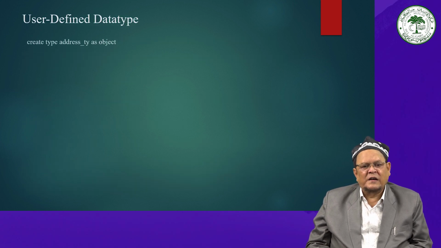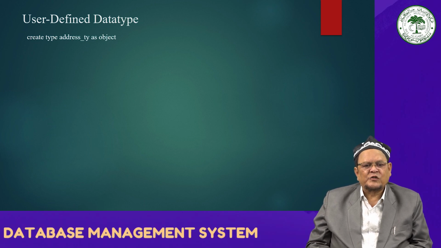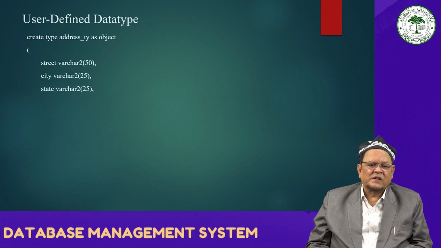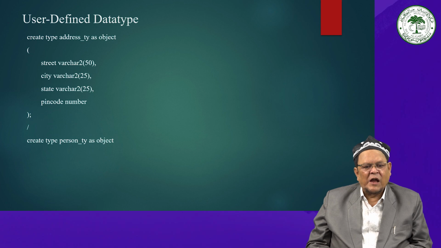Then for user-defined data types, you have to write create type address_type as object. Then parenthesis, then you have to write street, you have defined a variable street varchar 250, then city varchar 225, and state varchar 225, and then pin code number you have to define. One next example. Then you have to close. Then after that you have to write create type person_type as an object.